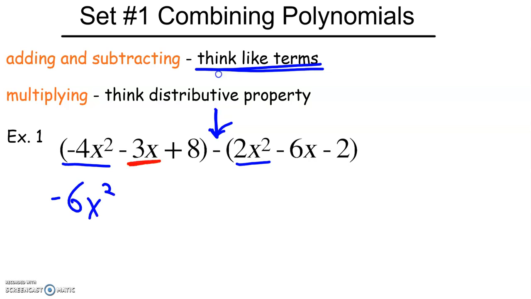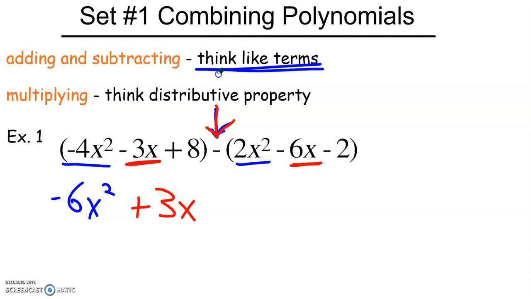Next like terms, we have an x to the first power, we have an x to the first power, underlined in red there. We are subtracting those. So negative 3x, subtract a negative 6x. When we subtract a negative, that becomes plus. So what we end up with is plus 3x.